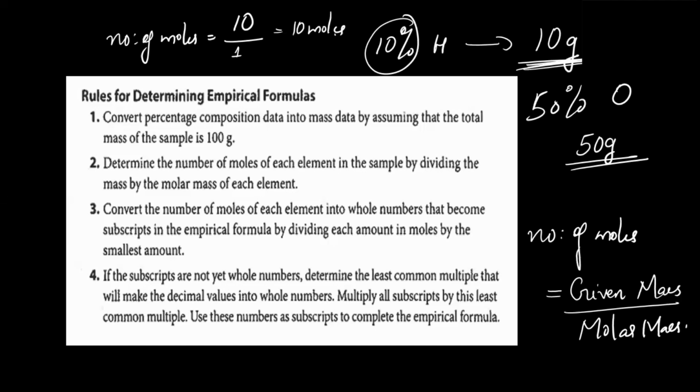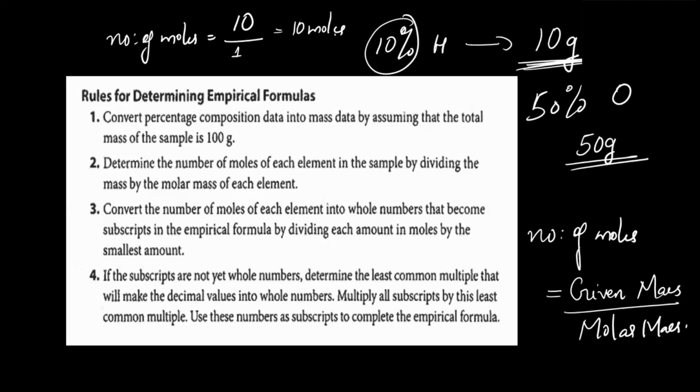Convert the percentage composition data given into mass. The next step is calculating the number of moles. After finding the number of moles, what do you have to do? You have to select the lowest number of moles and divide all of them by it. You will be getting the whole numbers. Again, if you are not getting whole numbers, you have to multiply all subscripts by the least common multiple.